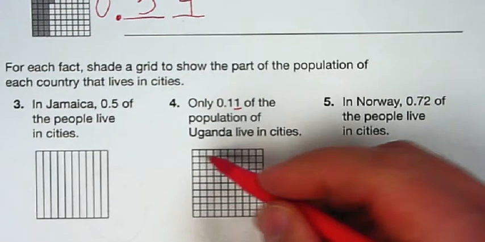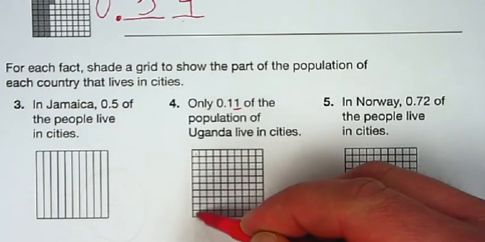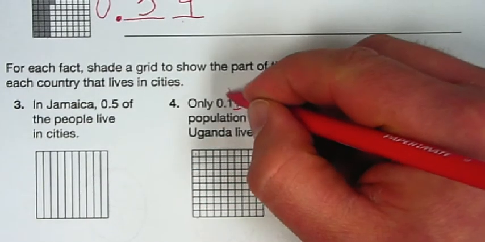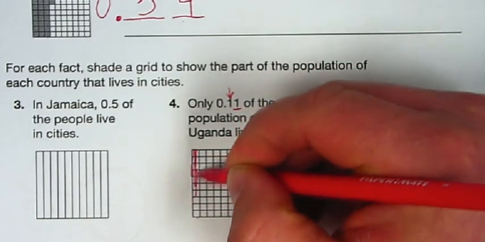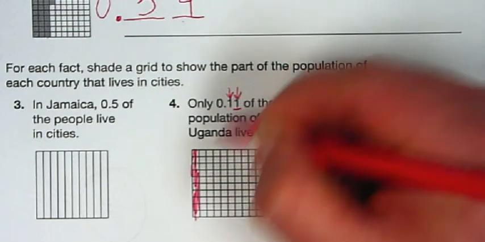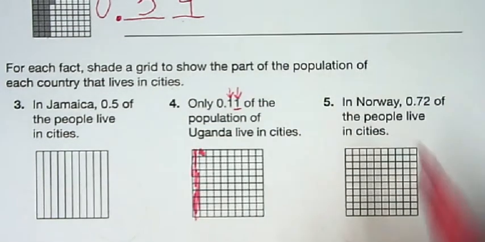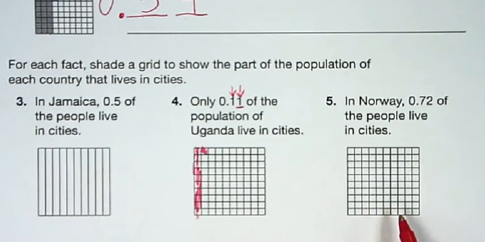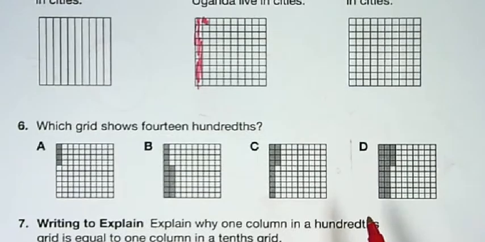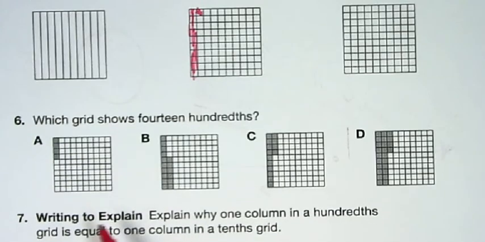So you would have to either go and count out 11 dots, or since there's one group of 10, you could shade in a whole group of 10, and then 1 more, that's 11 hundredths. Okay, go ahead and do number 5 on your own. I am out of time. My timer's about to go off here. So I think you can figure out the rest on your own.